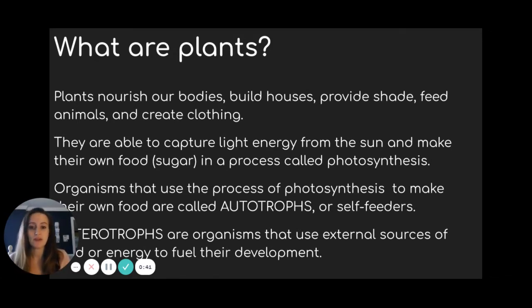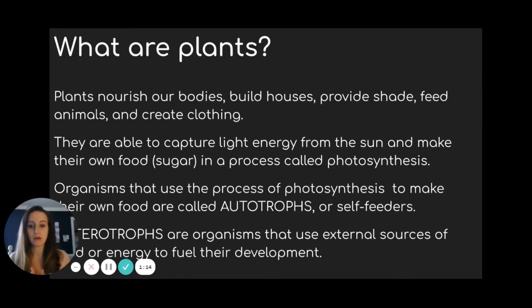They are able to capture light energy from the sun and make their own food, and their own food is sugar or glucose, in a process called photosynthesis. So we'll dig more in detail in the next unit about photosynthesis, but being able to capture that sunlight and then take in things like water and carbon dioxide to create their own food is a really cool process that plants can do. So organisms that use the process of photosynthesis to make their own food are called autotrophs.